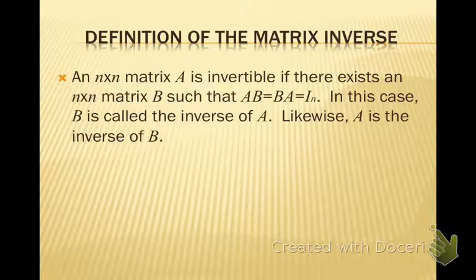Here is a formal definition of a matrix inverse. It says that an n by n matrix A, again it's square, is invertible if there exists an n by n matrix B such that A times B equals B times A, which is equal to the identity. So B is therefore the inverse of A, and A is the inverse of B. To show that something is an inverse of a matrix, it is not enough to show that A times B is equal to the identity. We must also show that B times A is also the identity.